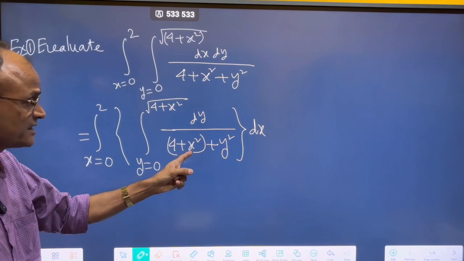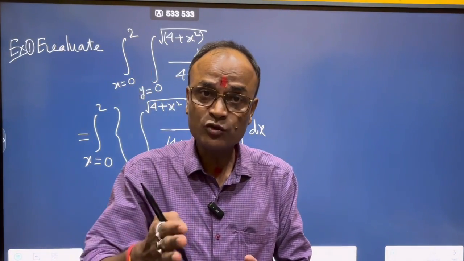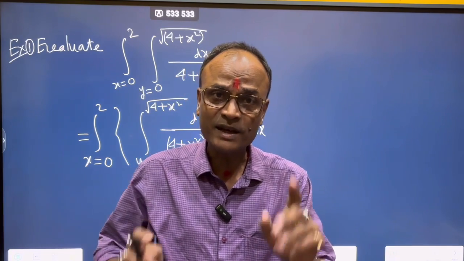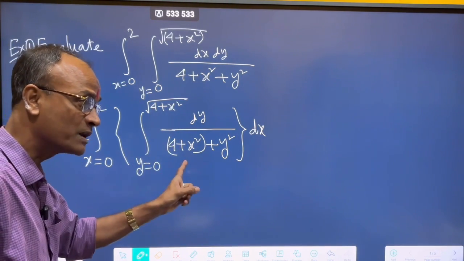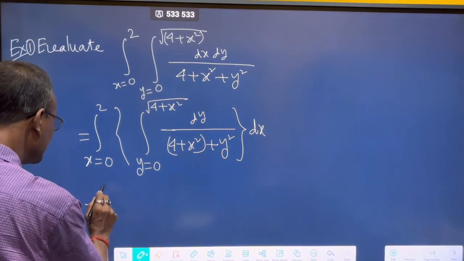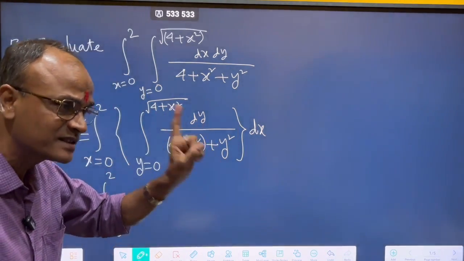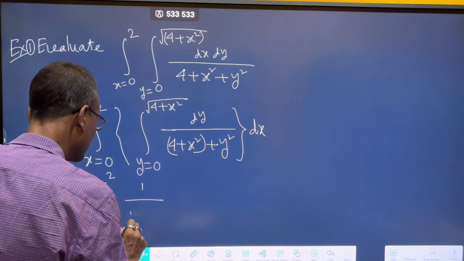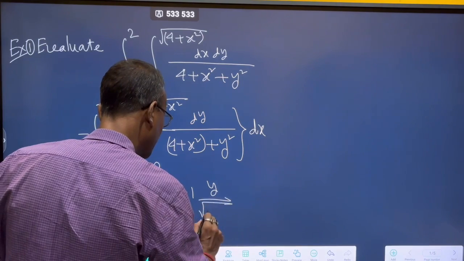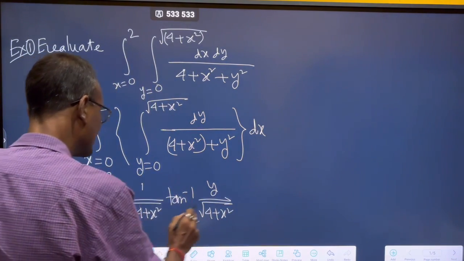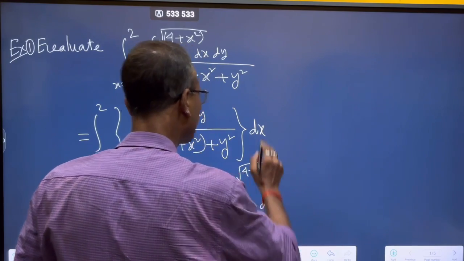If x is constant, then 4 plus x square is constant. Then what will be this integration? We know that the integral of 1 by x square plus a square is equal to 1 by a tan inverse x by a. Treat this as constant. What is this? 4 plus x square means root over 4 plus x square whole square. So this is equal to the integral from x equal to 0 to 2, with 1 by a, which means 1 by root over 4 plus x square, times tan inverse y by root over 4 plus x square, with y from 0 to this. You will get this one.